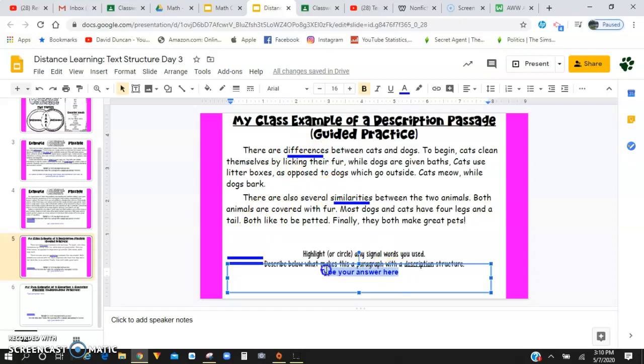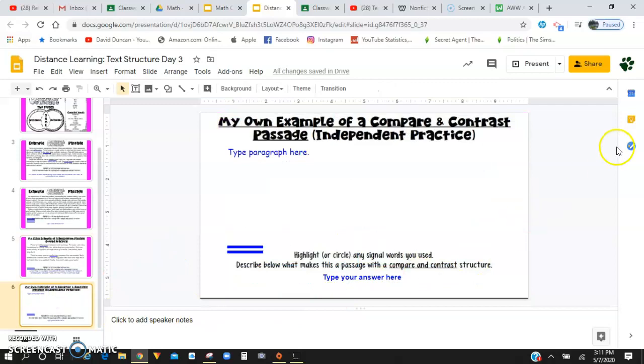Right down here, I need to state why it's a compare and contrast. This passage is a compare and contrast structure because the author is identifying the similarities and differences between cats and dogs. Down here, I want you guys to type your own compare and contrast text structure.